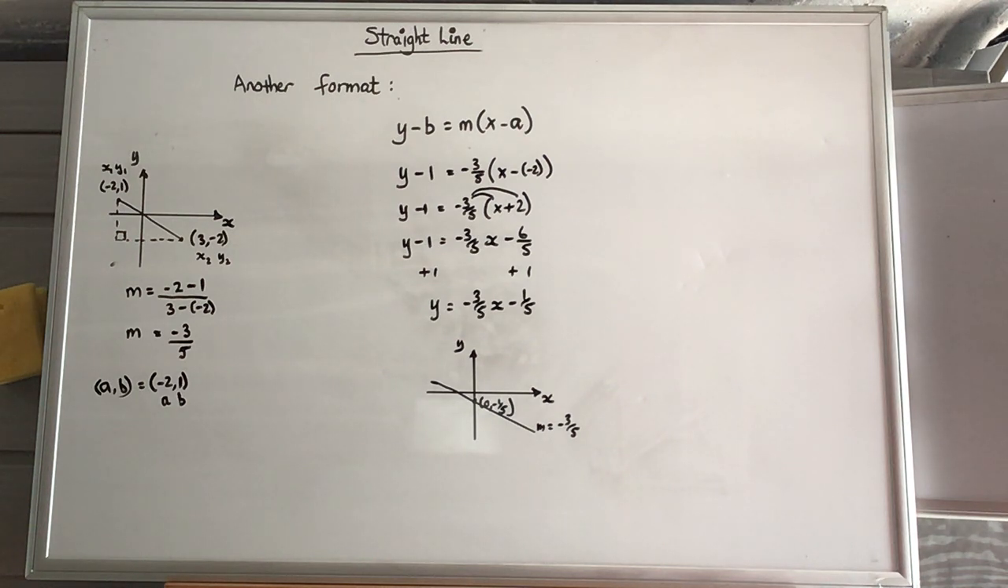So that's it. Okay, and that's straight line finished. So between the last two videos and this video, that's everything at National 5 that you need to know for straight line. Okay, thank you.